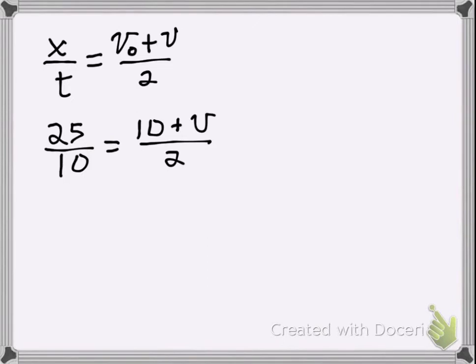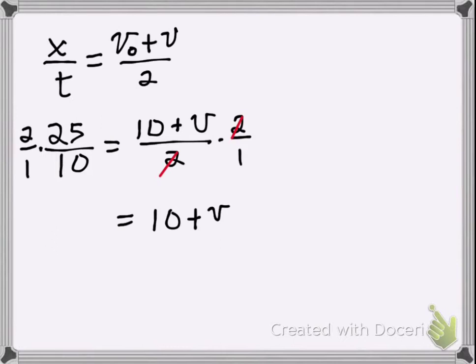If we do that, we're going to multiply by 2 over 1 on the left side of the equation, and we're going to multiply by 2 over 1 on the right side of the equation. So on the right side of the equation, the 2's over here cancel, which is why we do this. So on the right side of our equation, we get 10 plus v, because the 2's canceled.